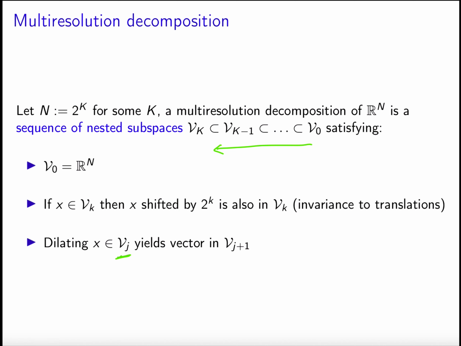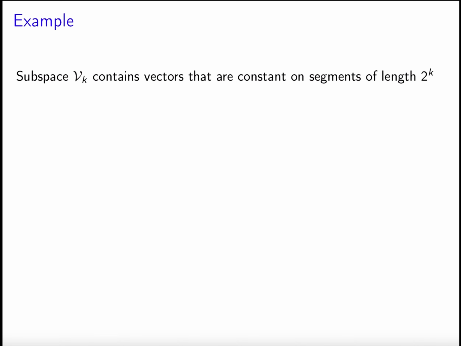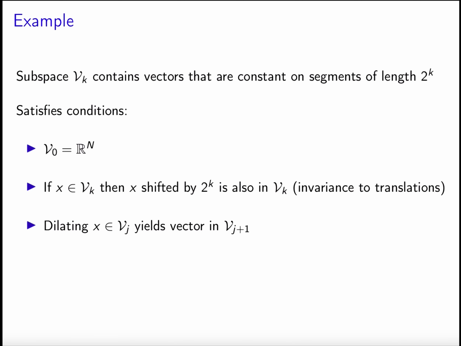this subspace Vj, which is there in the middle, if you dilate it by 2, in fact, I should have said, dilating x by 2, then you end up in this larger, coarser resolution subspace. Again, this is going to become much clearer in a moment when I give you an example. So let's actually go to the example. The simplest possible example for this multi-resolution decomposition are vectors that are constant on segments of length 2 to the k. Okay, so let's work this through.